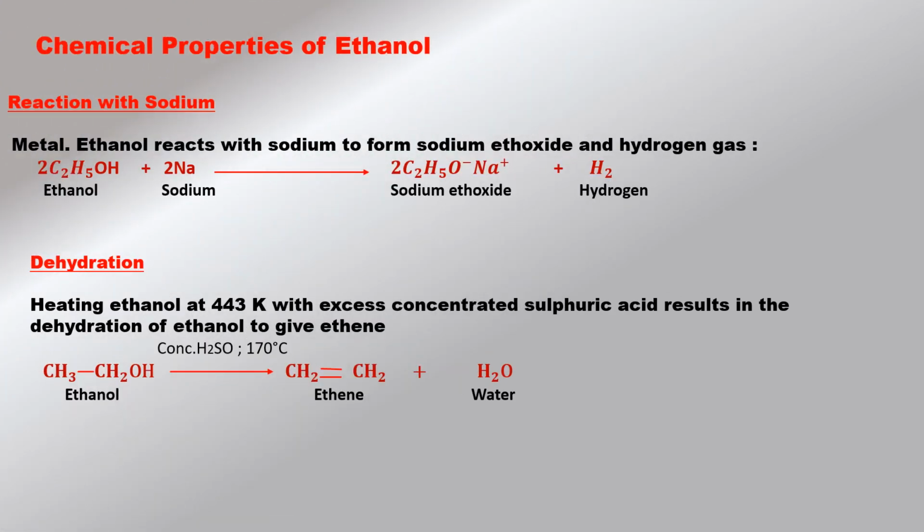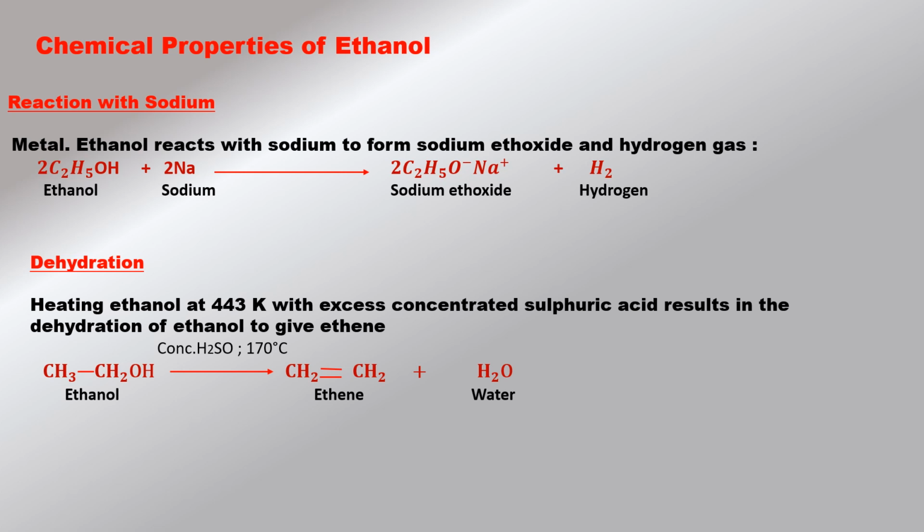Chemical properties of ethanol. Reaction with sodium metal. Ethanol reacts with sodium to form sodium ethoxide and hydrogen gas. This reaction is used as a test for ethanol. When a small piece of sodium metal is put into ethanol in a dry test tube, rapid effervescence due to the evolution of hydrogen gas is produced.